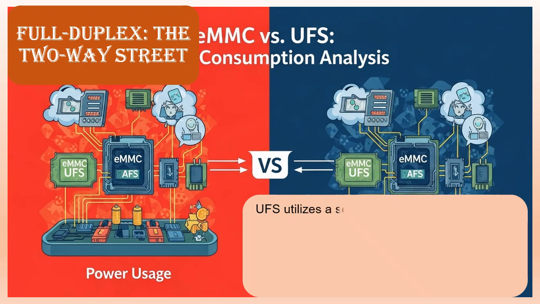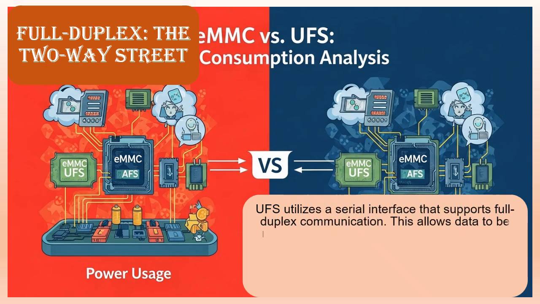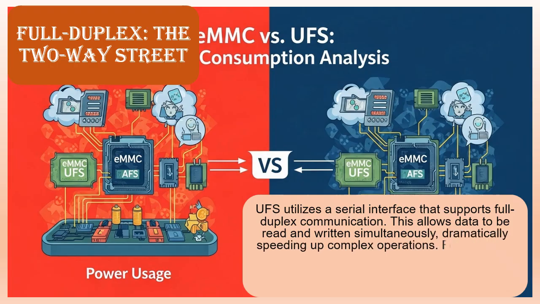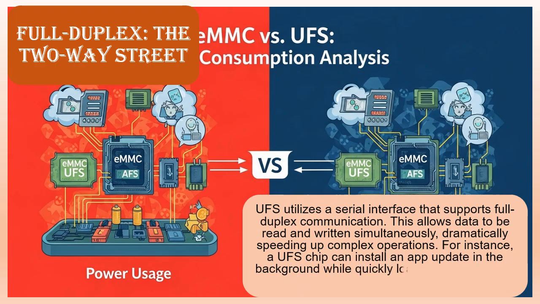Full duplex, the two-way street. UFS utilizes a serial interface that supports full duplex communication. This allows data to be read and written simultaneously, dramatically speeding up complex operations. For instance, a UFS chip can install an app update in the background while quickly loading a new level in a game in the foreground.